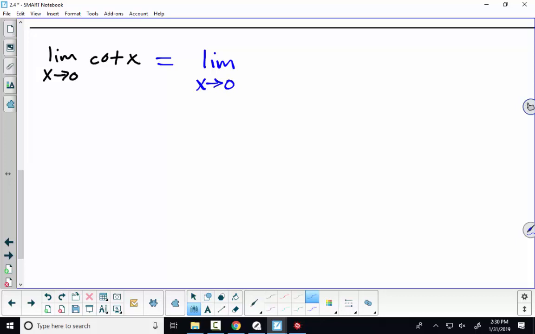So that's the limit as x approaches 0. Cotangent is what? Cosine over sine. Rationalizing, conjugate, none of that stuff works here. As x approaches 0, what does the numerator approach? 1. Cosine of 0 is 1. What does the denominator approach? 0. Sine of 0 is 0.